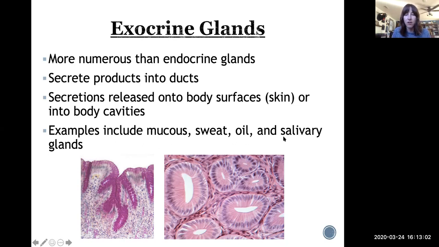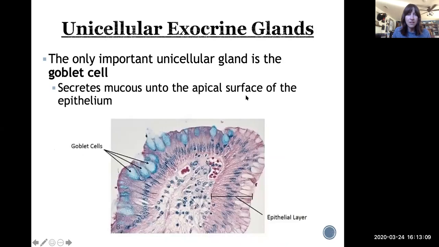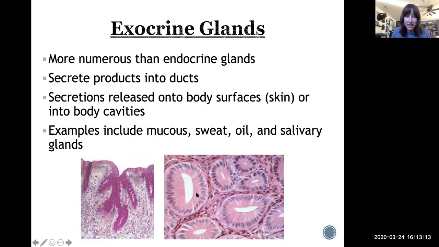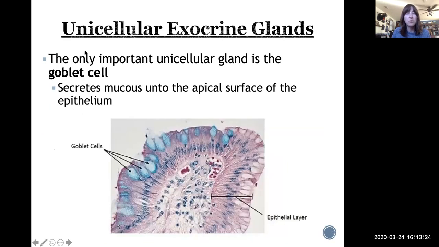So mucus, sweat, oil, and salivary glands are all exocrine glands. They all have ducts, okay? Multicellular exocrine glands are ones like this, where you have many, many multiple cells that make up the gland and line the ducts. There are, however, unicellular exocrine glands. The one and only example that we're going to talk about is the goblet cell.